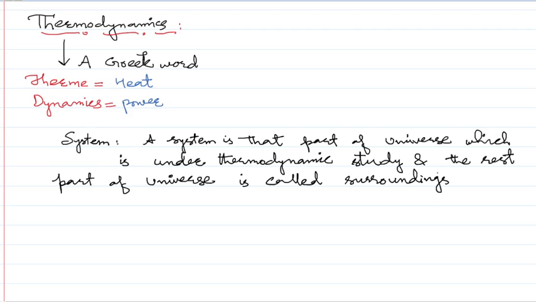So we have basically two terms here. One is system and the other one is surroundings.